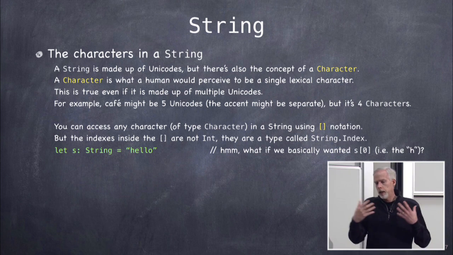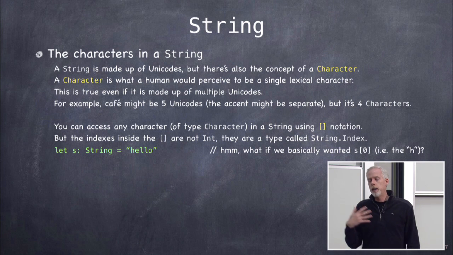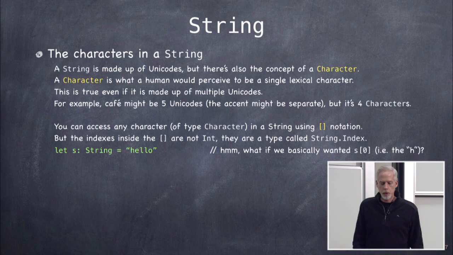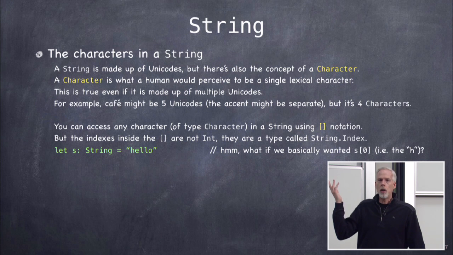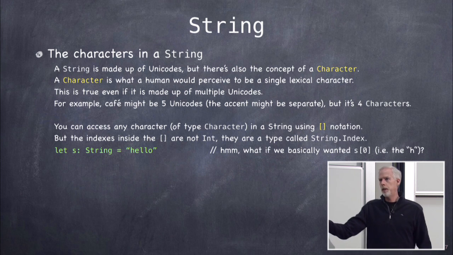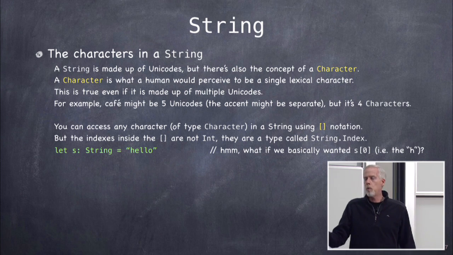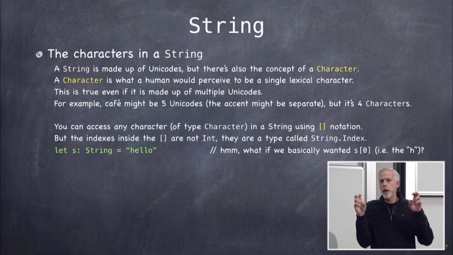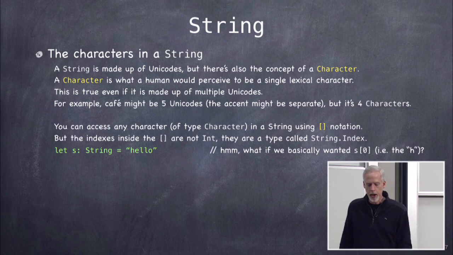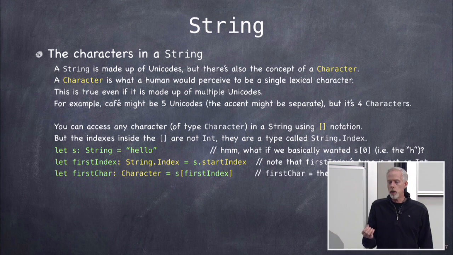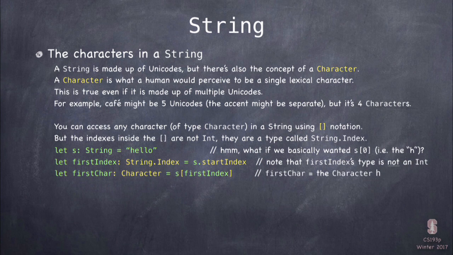Because that index behind the scenes can be quite complicated, there's this other struct for it, which is called a string.index. So let's say I had a string, which I'm going to call s, and I'm going to put hello into there. Now, what if I wanted s sub 0, basically? I can't do s sub 0 because we don't index strings by integers, but let's say I want that. How do I get it? Well, I start by using this var on string called startIndex. It gives us a string.index.